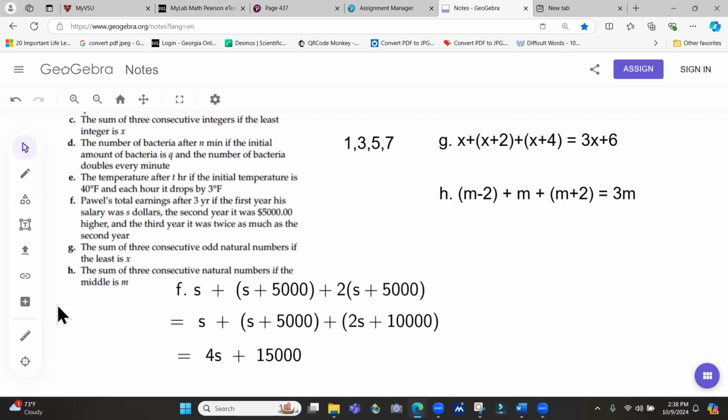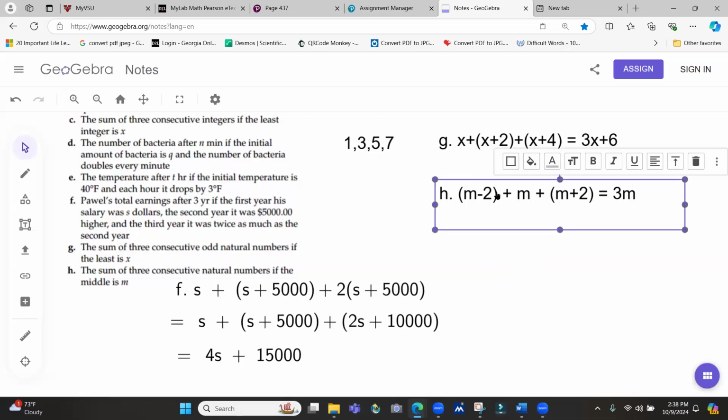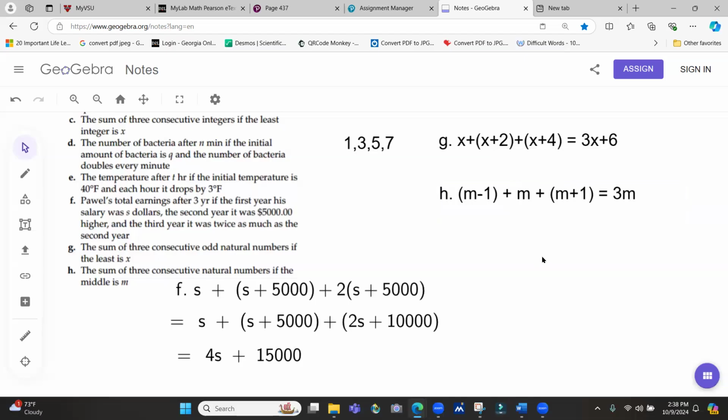Oh, you're right. I do understand. I did make a mistake. It doesn't say odd. The sum of three consecutive. So I messed up. Thank you. So is that acceptable now, guys? Yeah, thank you.